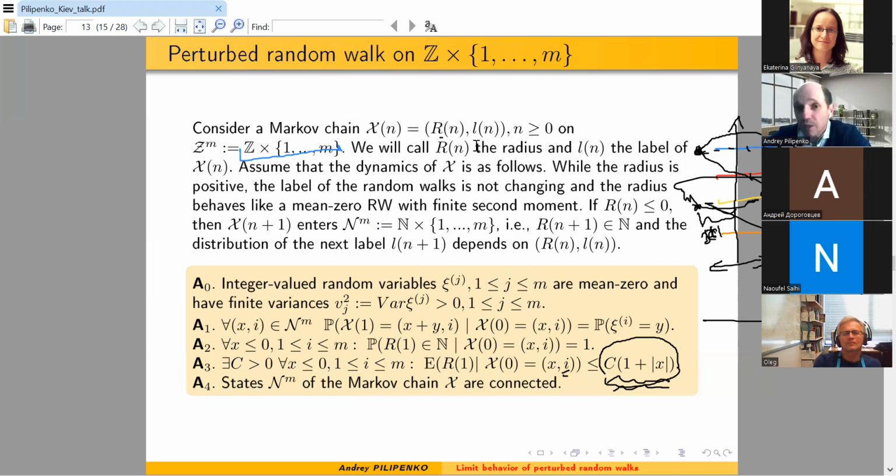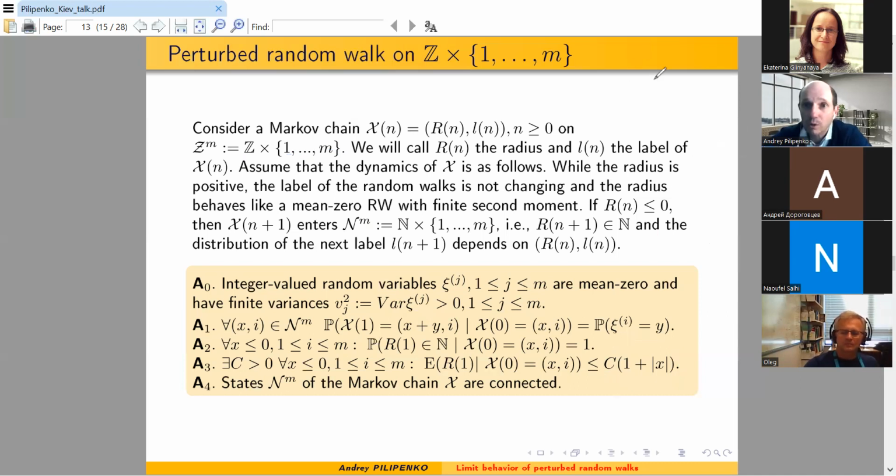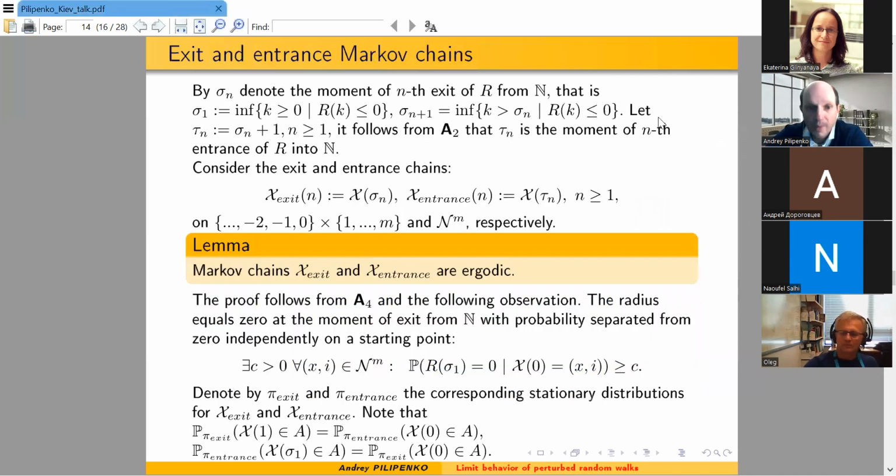The main result is the following. If you consider the Donsker scaling of this random walk, then you will get a Walsh-Brownian motion in the limit. Now, in order to formulate the main result, I have to introduce some notation.